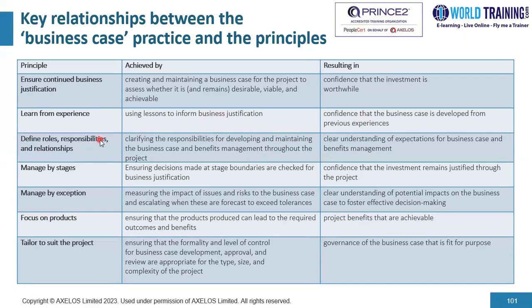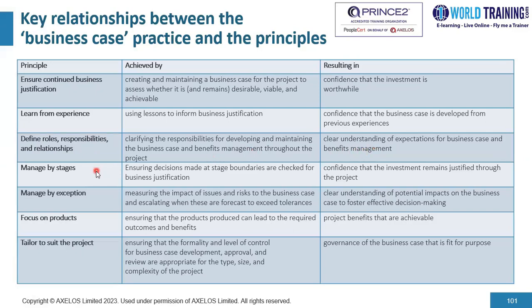Moving on to the third principle, define roles, responsibilities and relationships. Now, this is achieved by clarifying the responsibilities for developing and maintaining the business case and benefits management throughout the project. For example, PRINCE2 does recommend that the responsibility of the business case lies with the executive. So who develops it, who maintains it, who verifies, and who confirms is an important aspect of achievement through this particular principle. And what does that result in? It results in clear understanding of expectations for business case and benefits management.